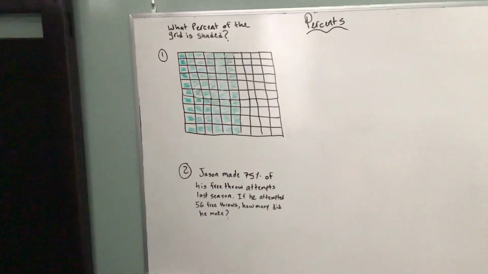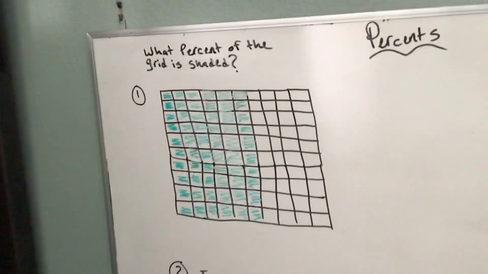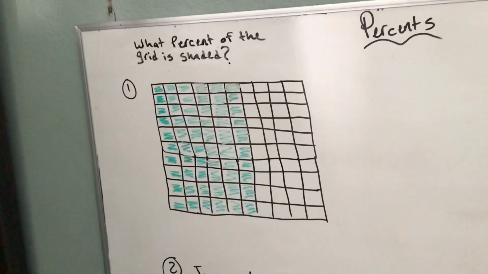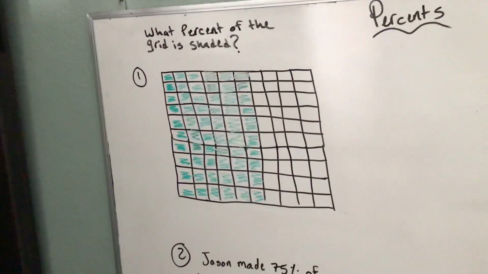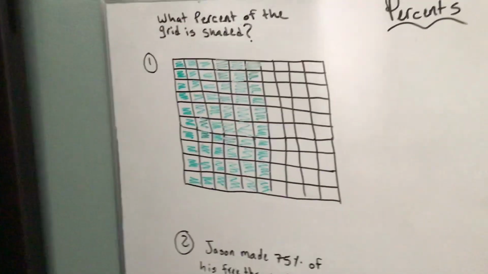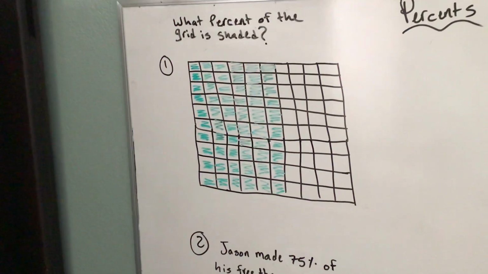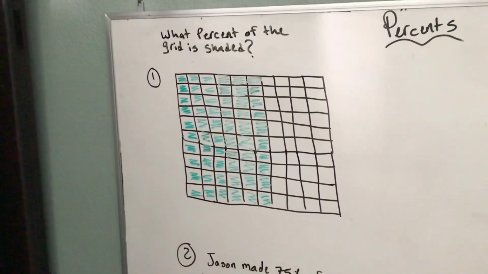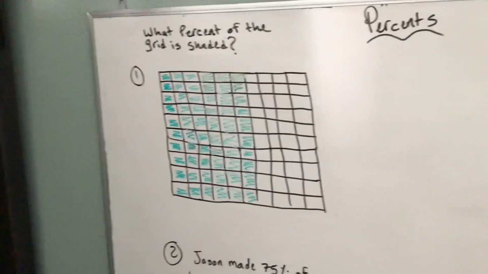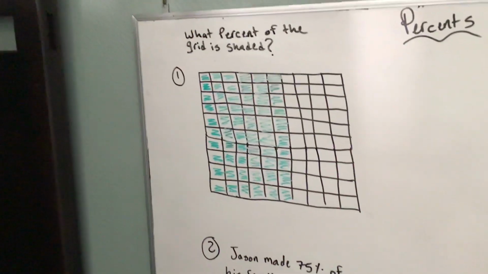So let's get started. Question number one, they're giving you a 10 by 10 grid. And by the way, before we get started, all of you should know that a 10 by 10 grid means that there are 100 equal squares and that each one counts as 1%. And that 100 is what percent is based out of. So you got to know those little basic things in order to understand percentages.